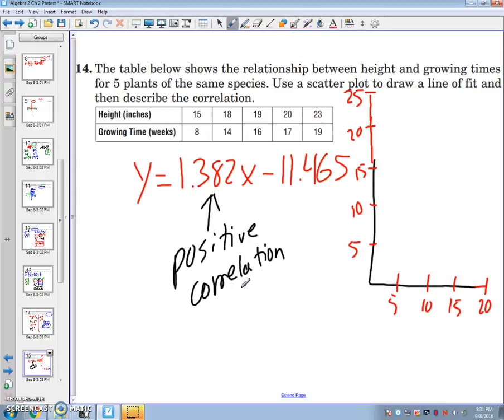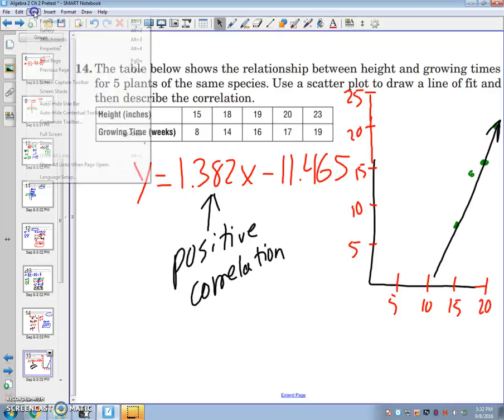I'll use green. At 15, the height's 8, about right here. At 18, the height's about 14, about right here. 19, it's about 16, and at 23, it's about 19. As you can see, there is some upward trend, positive slope. So that's why it's positive correlation. Use a calculator or just sketch it yourself and figure out if the slope is positive or negative of a line that goes through the points.